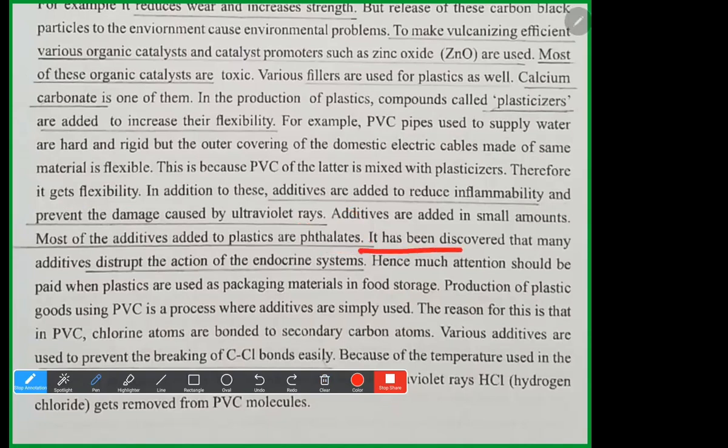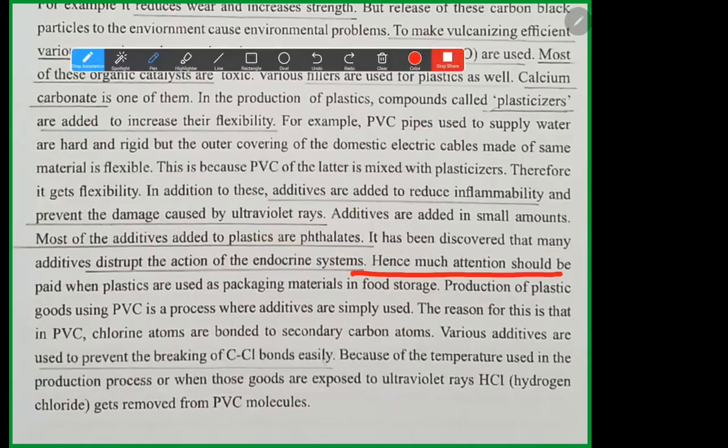It has been discovered that many additives disrupt the action of the endocrine system, our hormone system. Hence, much attention should be paid when plastics are used as packaging materials in food storage.